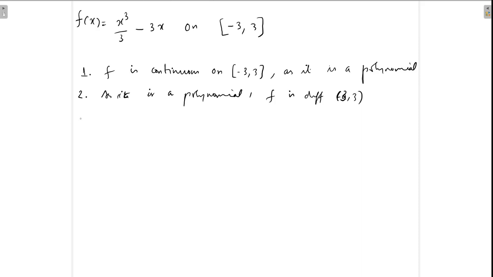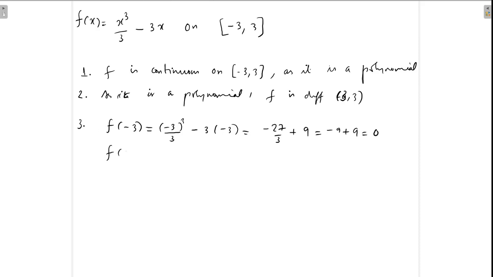Okay. Next we need to verify f(−3). What is f(−3)? f(−3) is (−3)³/3 − 3 × (−3). That will give −27/3 + 9. So that is −9 + 9, which is equal to 0. So f(−3) is 0.